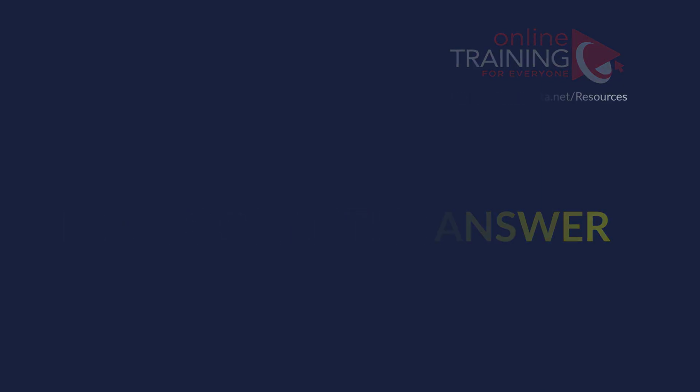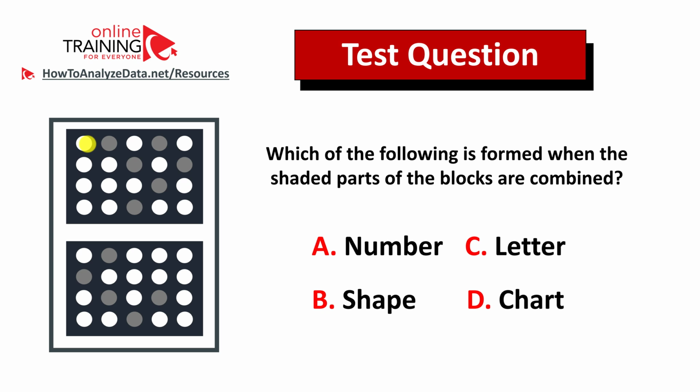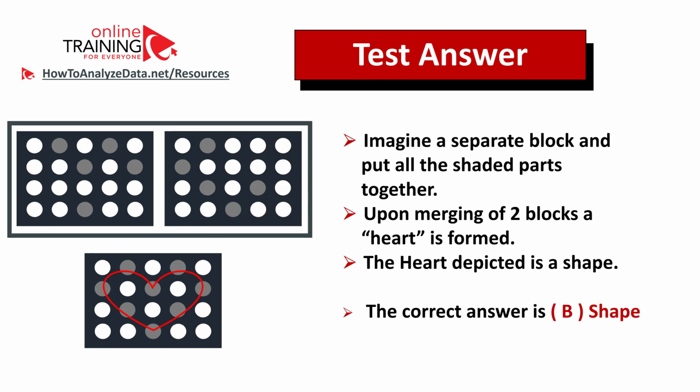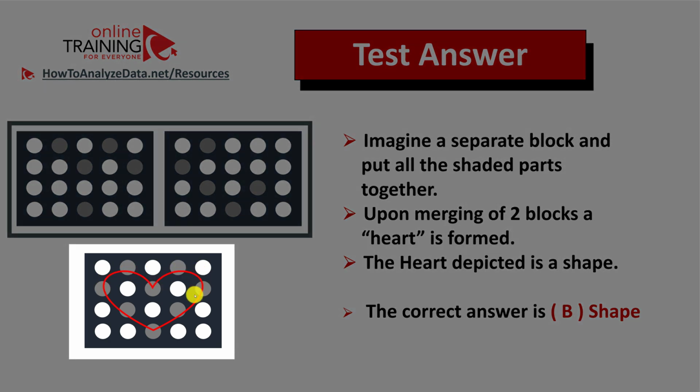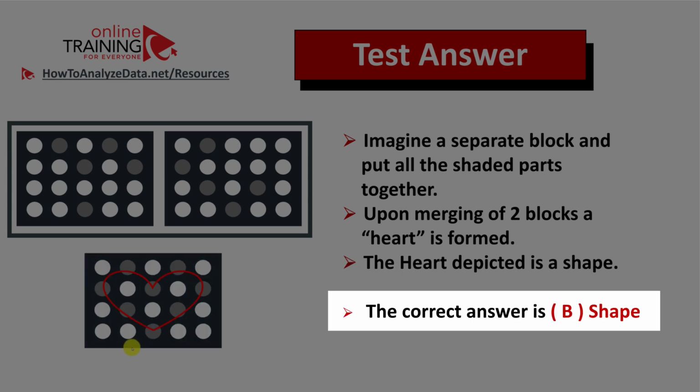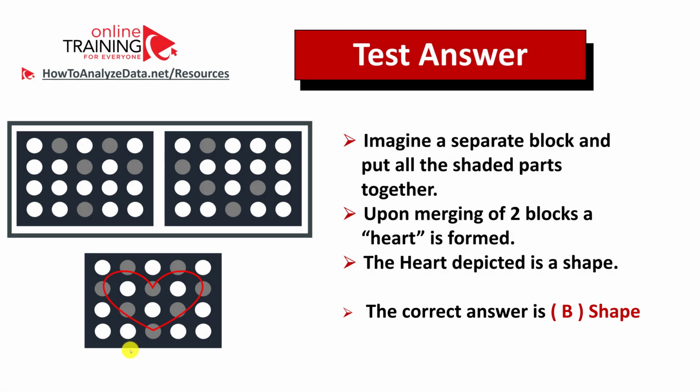Did you figure out the answer? Let's continue to see if we can solve this challenge together. The best way to solve these types of questions is to imagine a new block and understand what is formed when all the shaded circles are merged together from 2 original blocks. And upon merging, you will see that the heart is formed, which is represented here in the 3rd block. And heart is a shape, so the correct answer here is choice B, shape. Hopefully you've nailed this question and now know how to answer similar problems on the test.